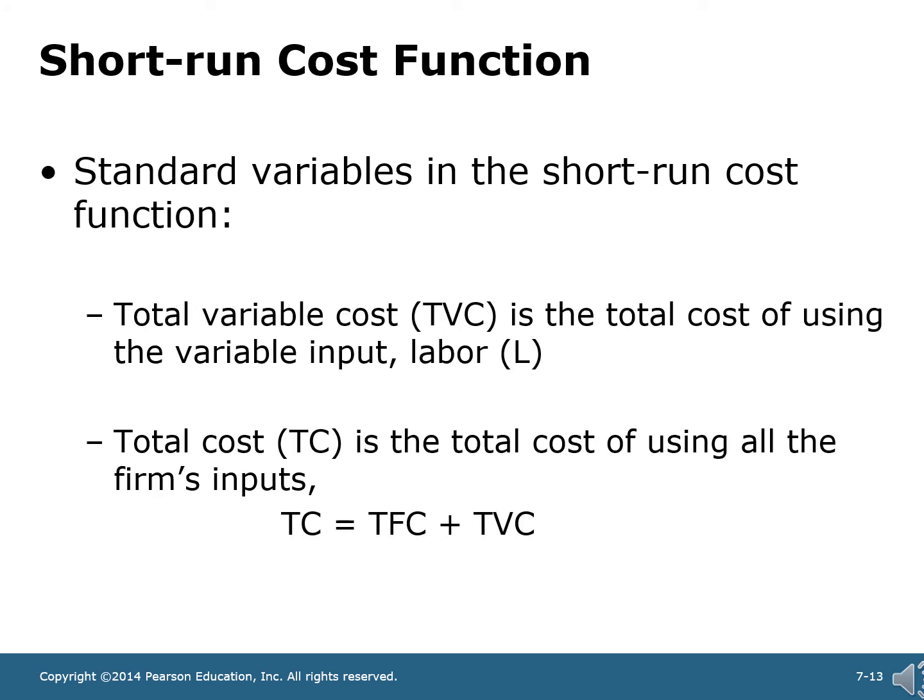Our next cost is the total variable cost, which we abbreviate as TVC. The total variable cost is the total cost of using our variable input in production. So in this case, it's going to be labor, and we abbreviate that with the letter L. Next is the total cost. Total cost we abbreviate as TC. This is going to be the cost of using all of the firm's inputs. This is going to combine the total fixed cost and our total variable cost. Remember, we just have the two types of costs. We have capital and labor, our two components in our example. And we can say the total cost equals the total fixed cost plus the total variable cost.